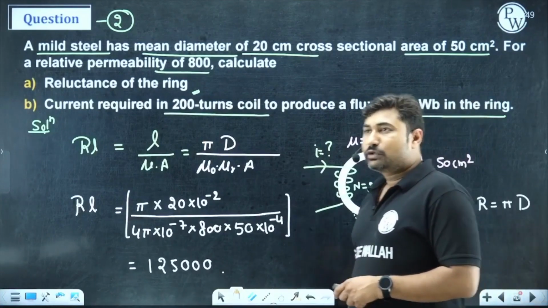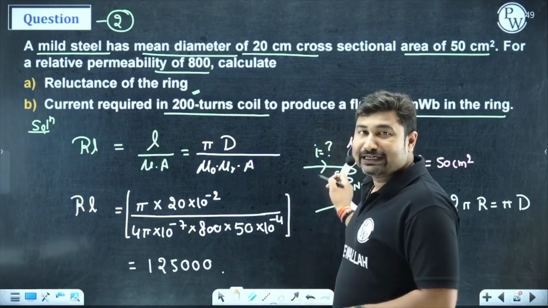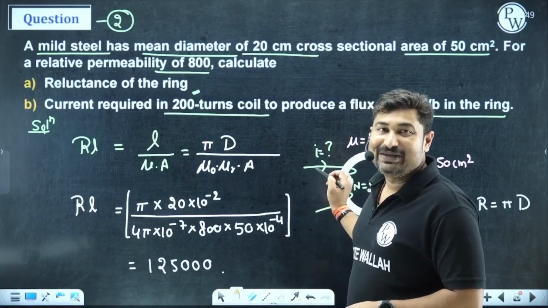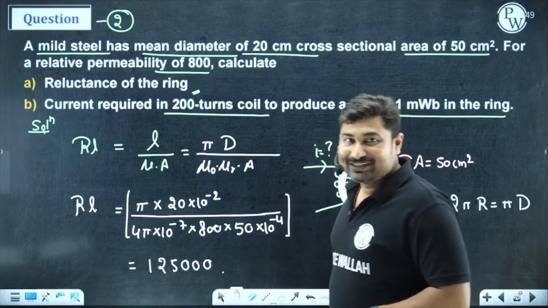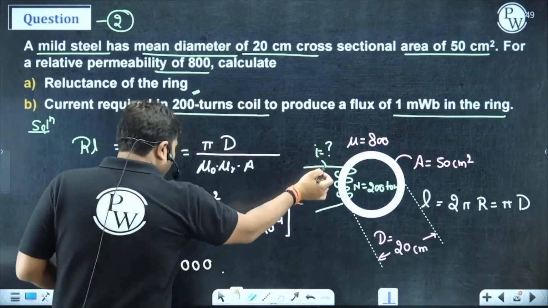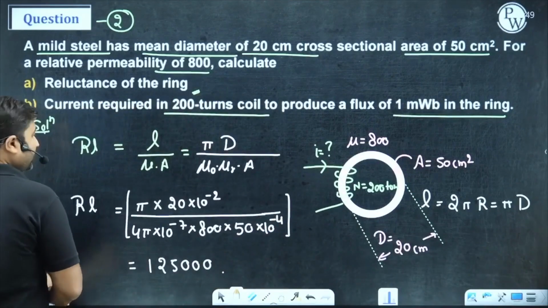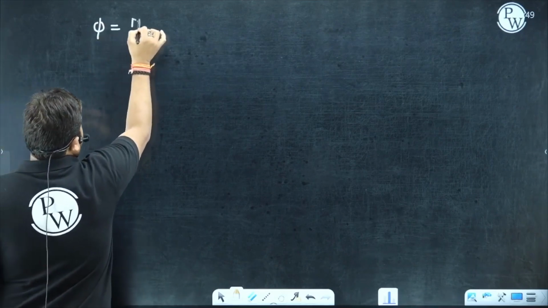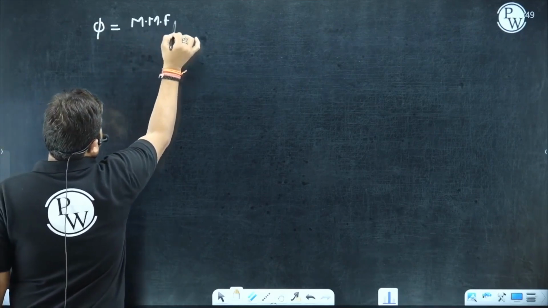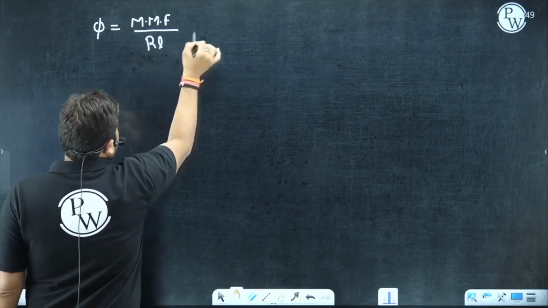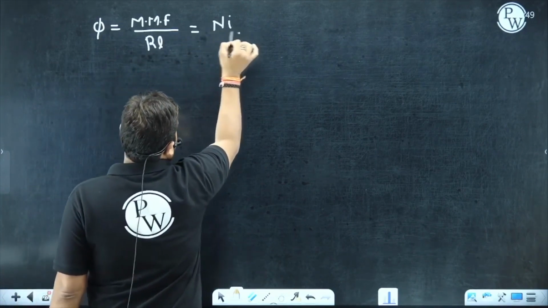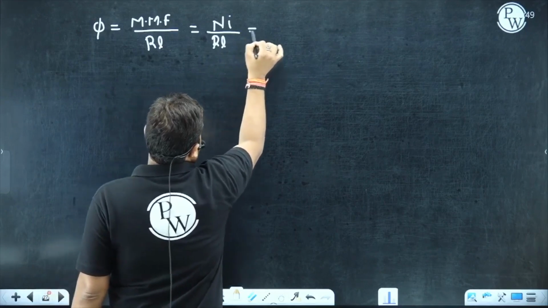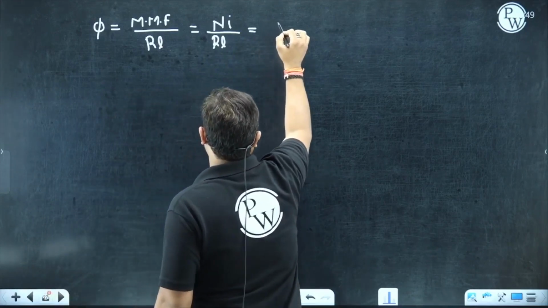Now we also need to calculate the current. I am interested to create a flux of 1 milliweber in the ring. So what current is needed? Flux is defined as MMF upon reluctance. So what is MMF? N into I by reluctance.